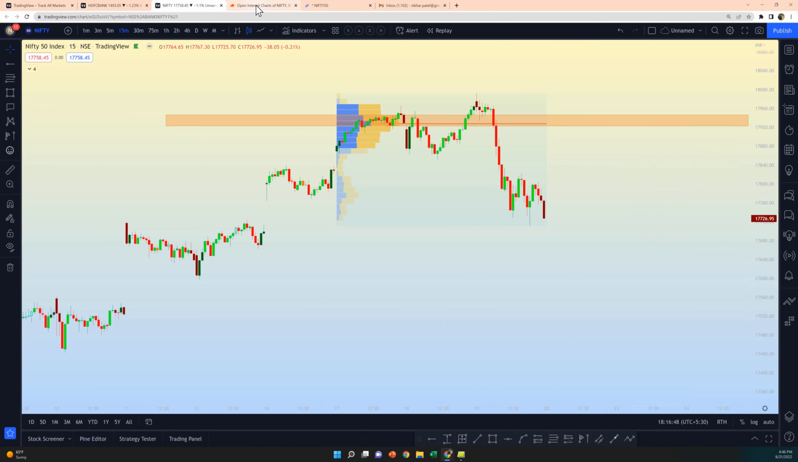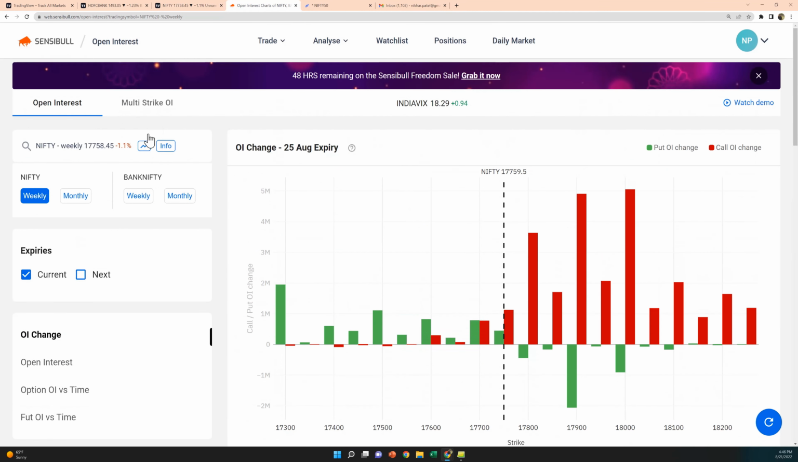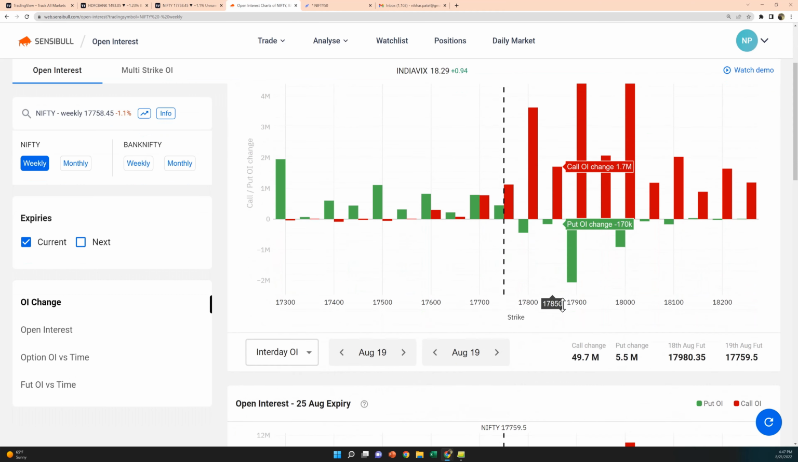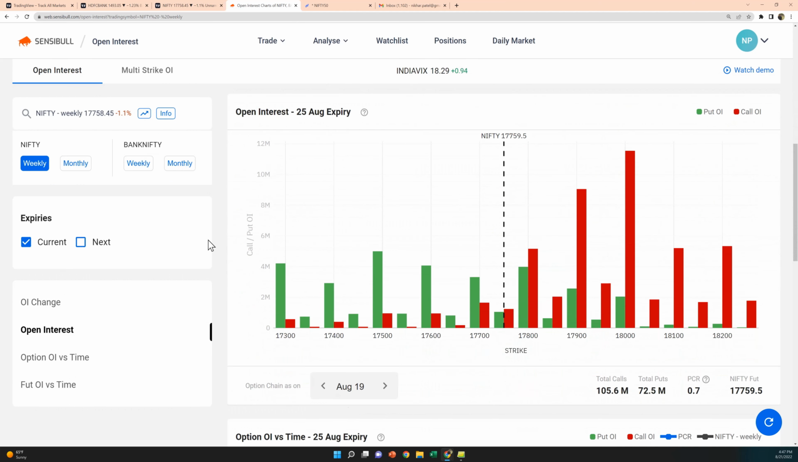Now the next step is going to the open interest chart. So in Sensibull, this is a great tool. You don't need to see this OI change. OI change for a Nifty weekly expiry or a Bank Nifty weekly expiry means how people are changing their stances on a day-to-day basis. It's good for intraday, but we're talking more of a positional view. So we go and check our absolute open interest levels. So as you can see the Nifty spot is right here. The green bar is the put OI, the red bar is the call OI.